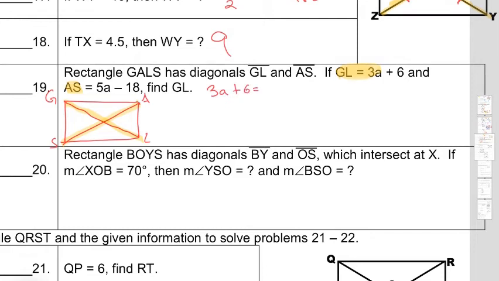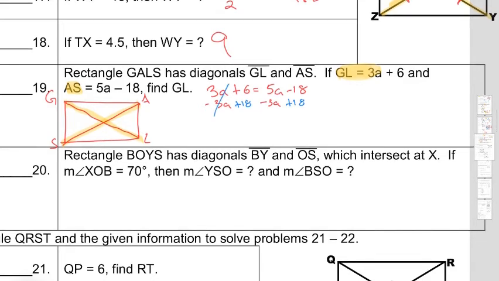So we have 3A plus 6 equals 5A minus 18. Solve for A by subtracting 3A on both sides, and we're also going to add 18 on both sides. On the left side, 3A cancels. On the right side, 18 cancels. 5A minus 3A gives me 2A. And 18 plus 6 gives me 24. Divide by 2, and I get an A value of 12.